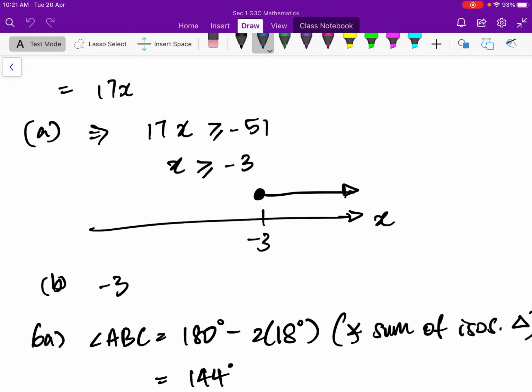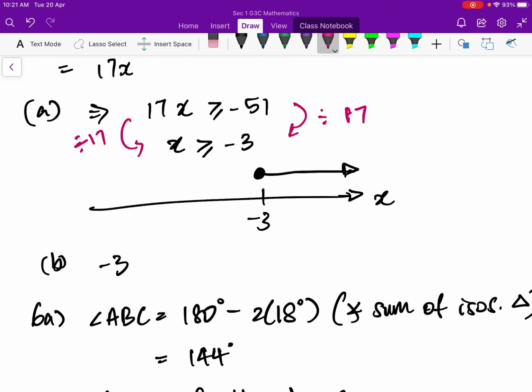Since we are dividing by positive 17. Dividing by a positive number, the inequality sign doesn't change. But if you are dividing by a negative number, then the inequality sign will change. So representing it on the number line looks like this. Greater than or equal to -3, we must circle and color the -3 spot.